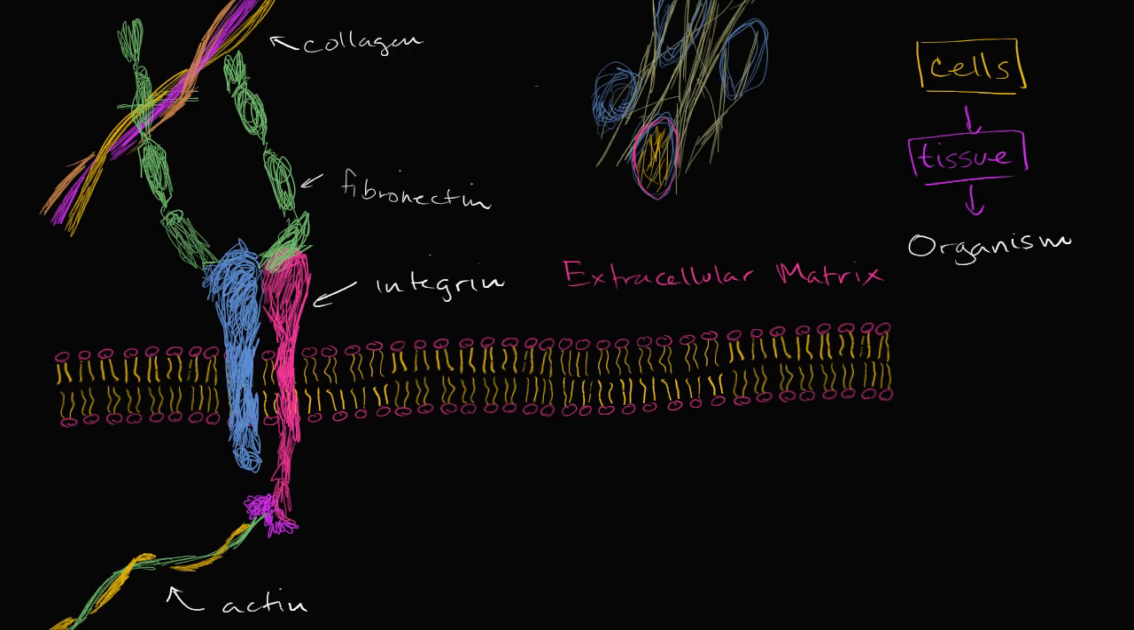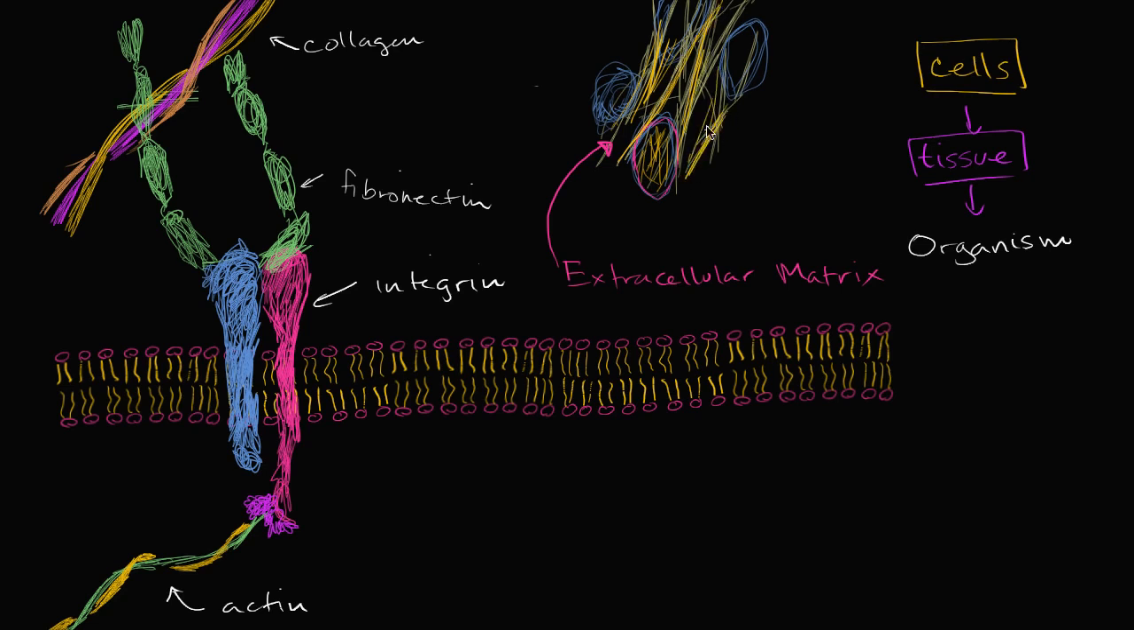And that's what we're talking about when we talk about the extracellular matrix. And it's made up of a bunch of different types of fibers and proteins and glycoproteins. And probably the most notable of these is collagen. So I'll do collagen in yellow right over here. So these could be strands of collagen right over here.